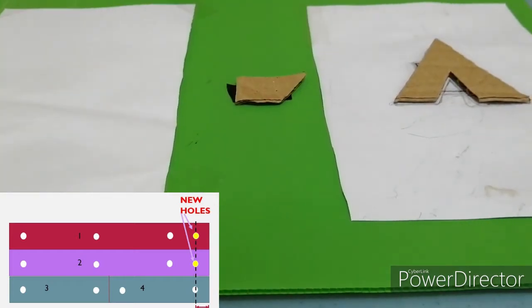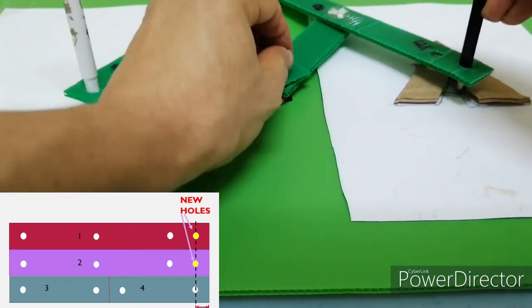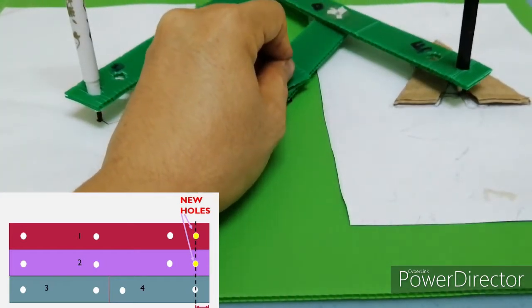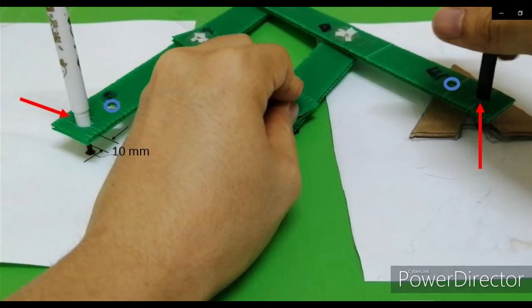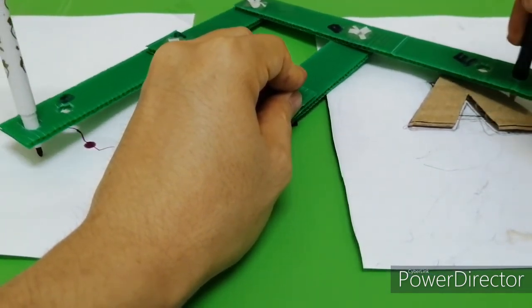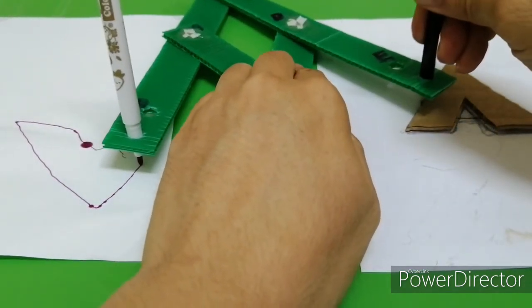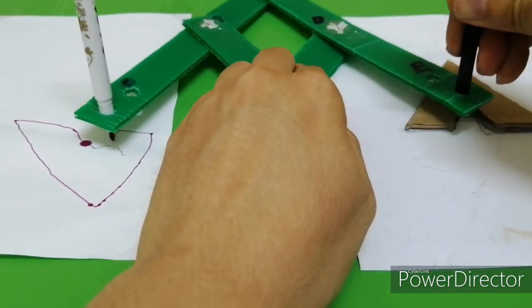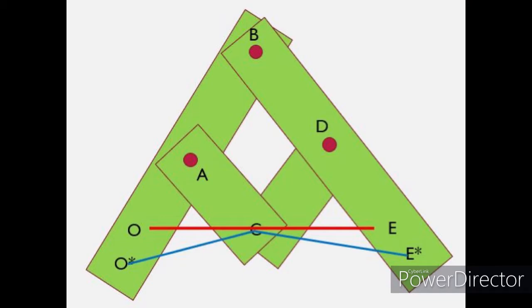What if I position the pencil and the pen at 10 mm away from the bottom edge? Let's see what will happen. You see that the mountain shape traced by the color pen is distorted. How does that happen? The distortion happened because the points O, C, E no longer lie on a straight path.